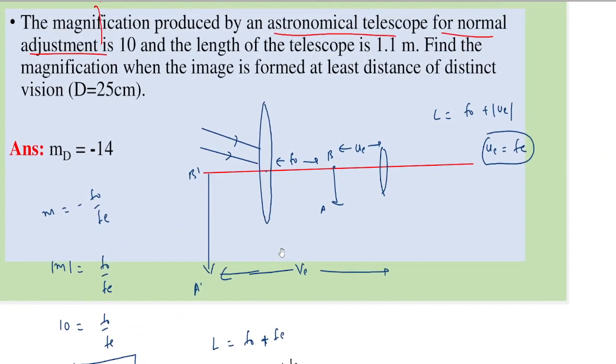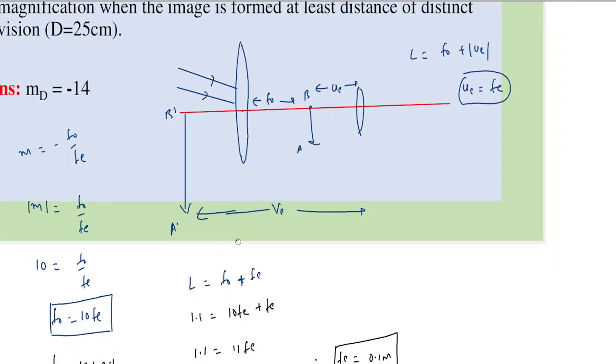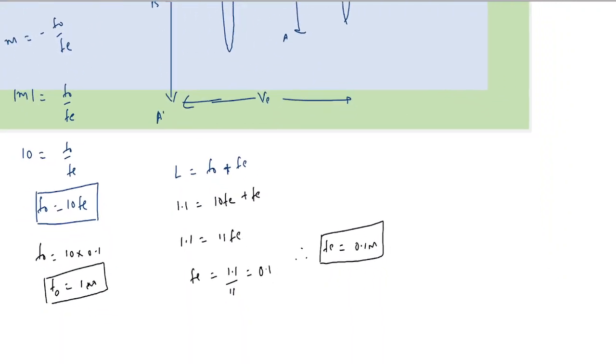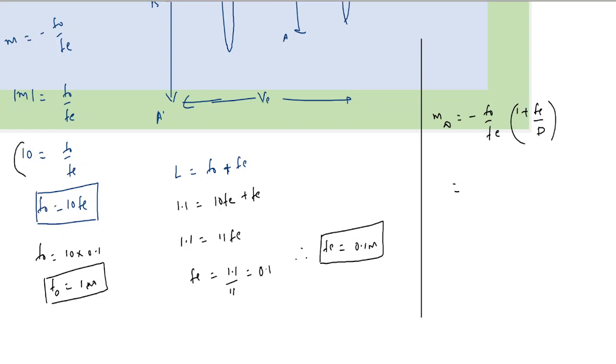Question says find the magnification when the image is formed at least distance of distant vision. We learned that the magnification for a telescope when the image is formed at least distance of distant vision is given as minus of f0 by fe into 1 plus fe by d. This is what we get. It is equal to, this term is 10 because f0 by fe would be 10 from here. This is what is given earlier.